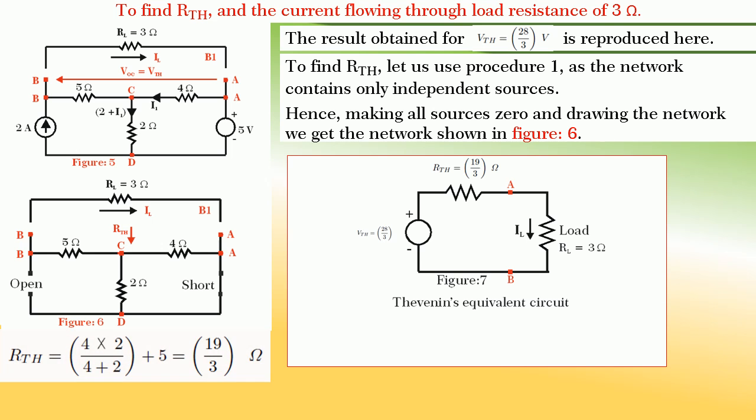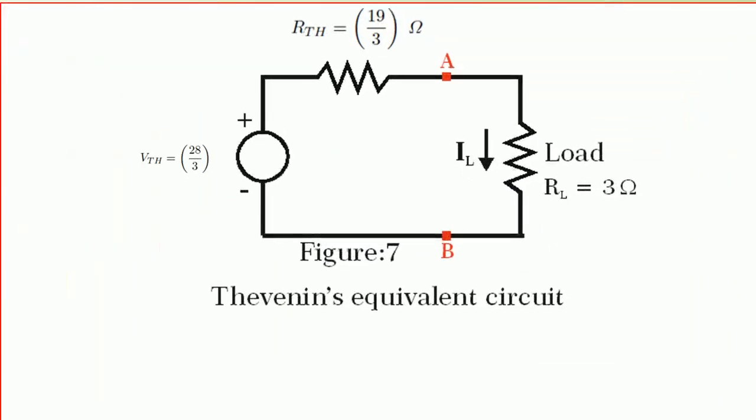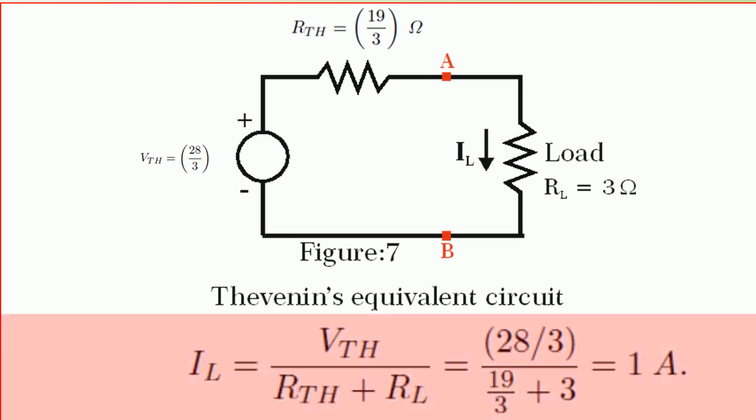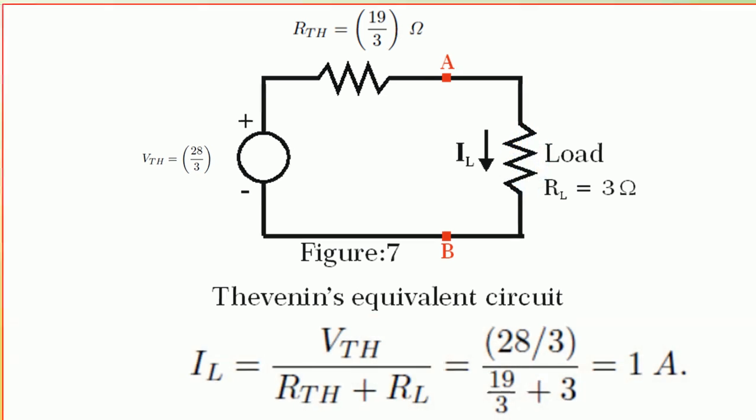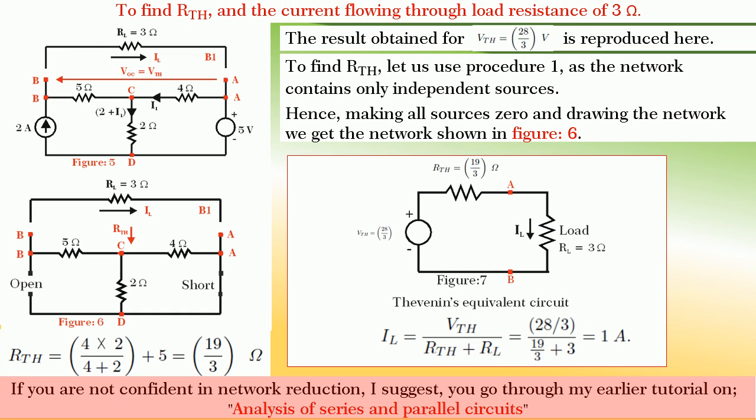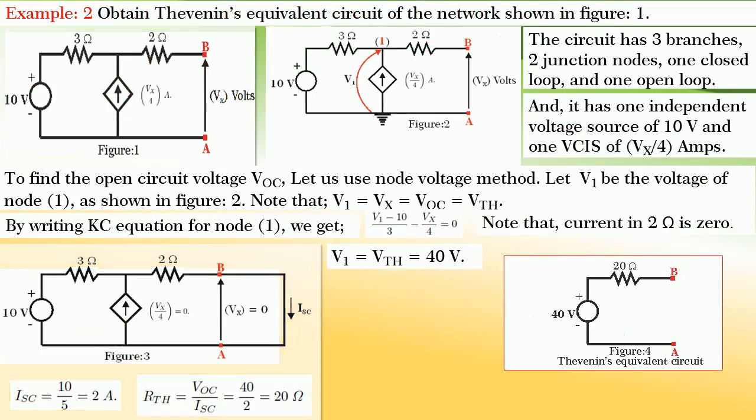divided by 3 ohm. So, using V Thevenin and R Thevenin, we can draw the equivalent circuit as shown in figure 7 and calculate the load current IL using V Thevenin divided by R Thevenin plus RL. Hence, substituting the values, we see that we get IL is equal to 1 ampere. Friends, if you are not sure in network reduction, I suggest you go through my earlier tutorial on analysis of series and parallel circuits.